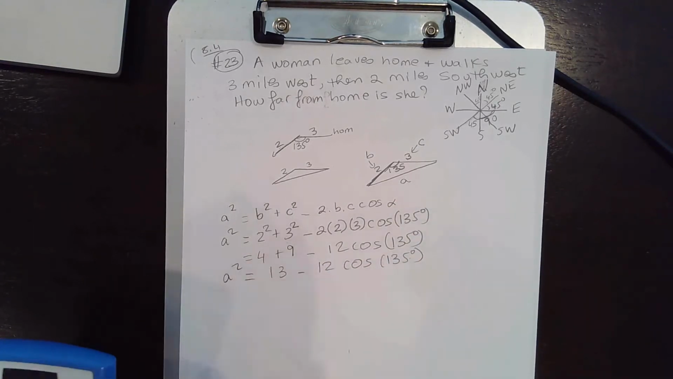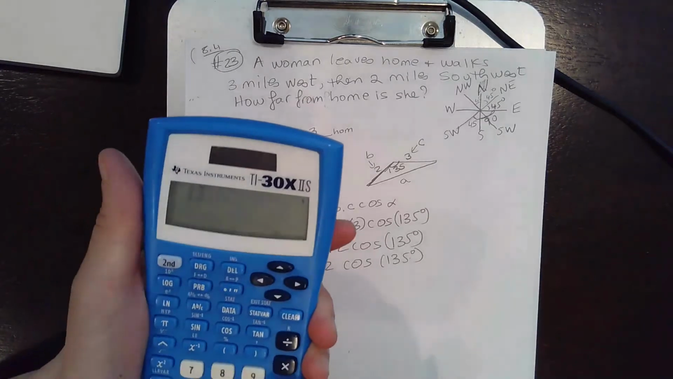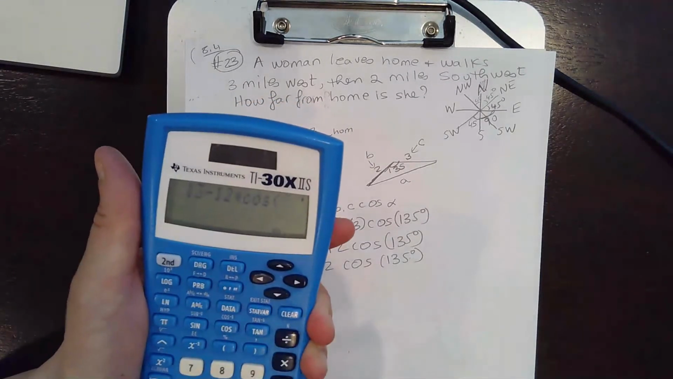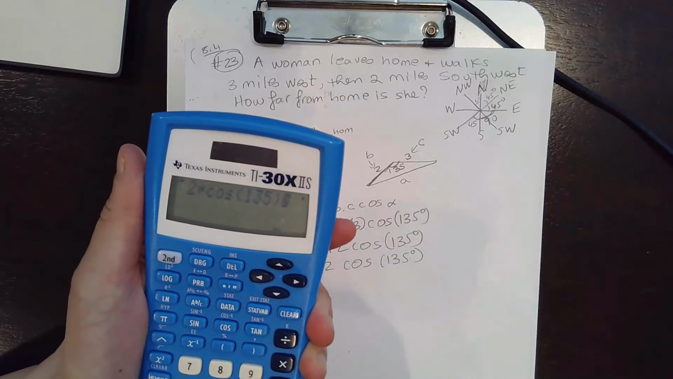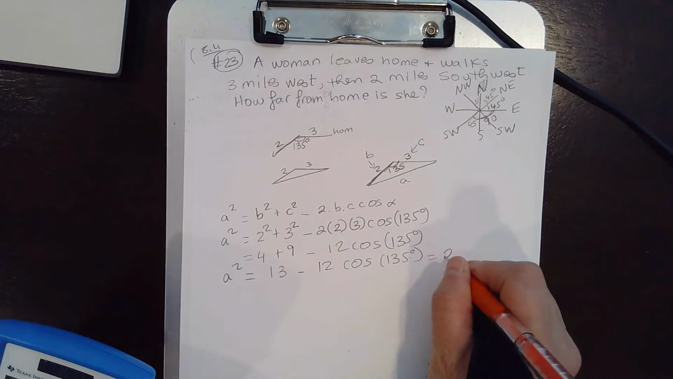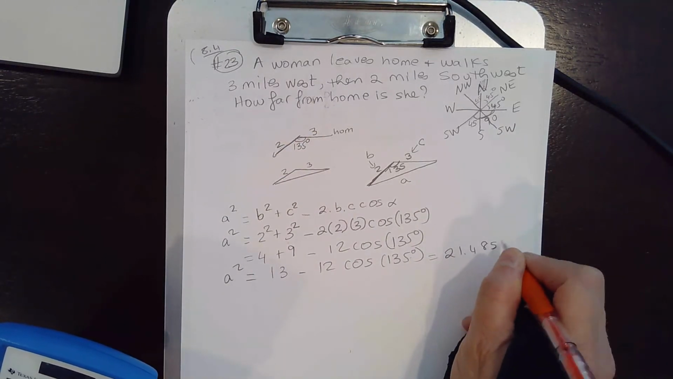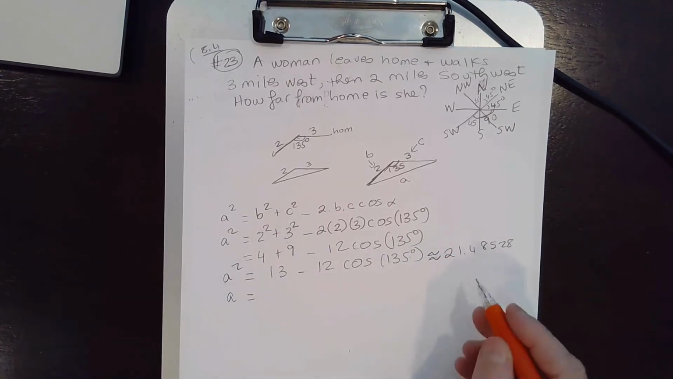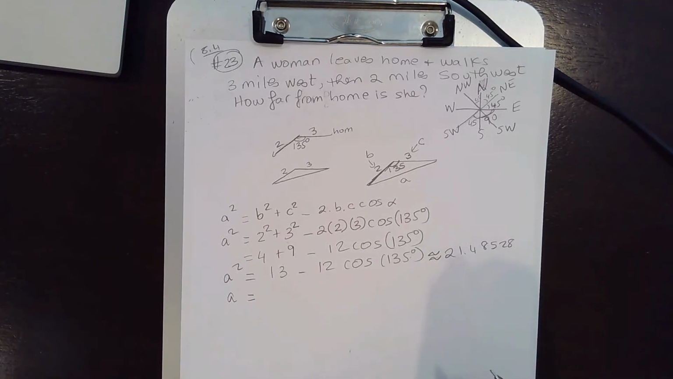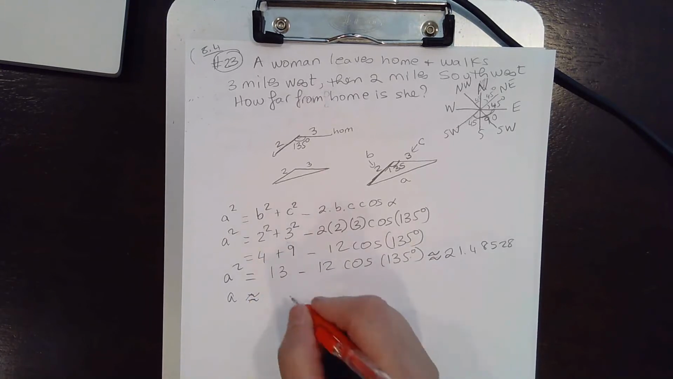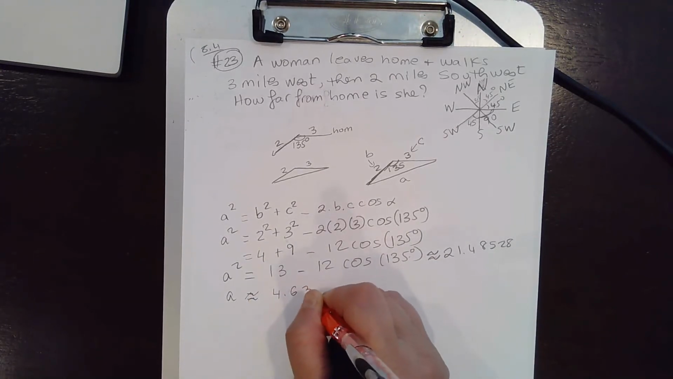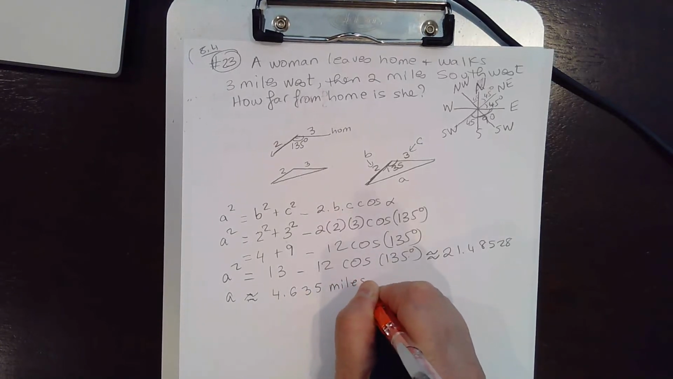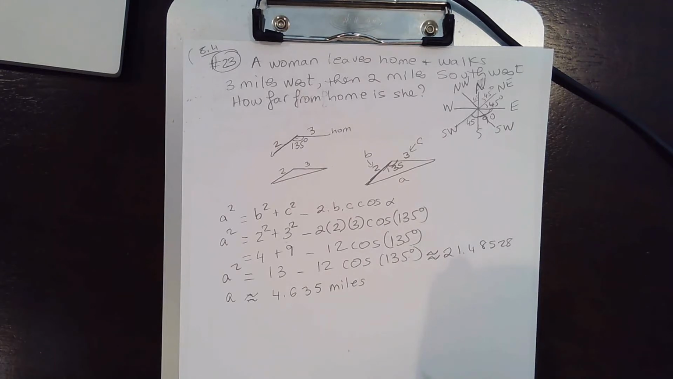And that will give you A squared. So go ahead, plug it in the calculator. All you have to do is type 13 minus 12 times cosine 135. So you just type this, and you get approximately 21.48528. Remember, this is a square, so you need to take the square root of that. Please go ahead and take the square root. I just got 4.635 miles. So the woman is 4.635 miles far from home.